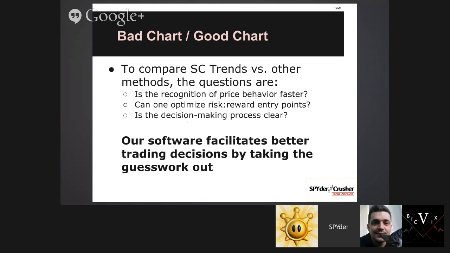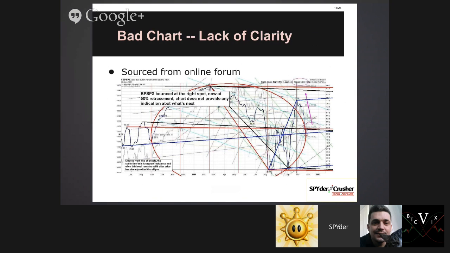So we're going to look at a good chart, bad chart to kind of finish up this presentation, because we have to ask ourselves these critical questions. Is the recognition of price behavior actually better? Can you actually get better entry points? Is the decision-making process actually more clear? By the end of this presentation, I hope the answer is yes, but I'd like to show you some examples anyway. Bad chart, lack of clarity. Now, this is not pulled from TradingView, but I know some of you are guilty of this. I'm not naming any names, but let's see what this whatever is going on here.